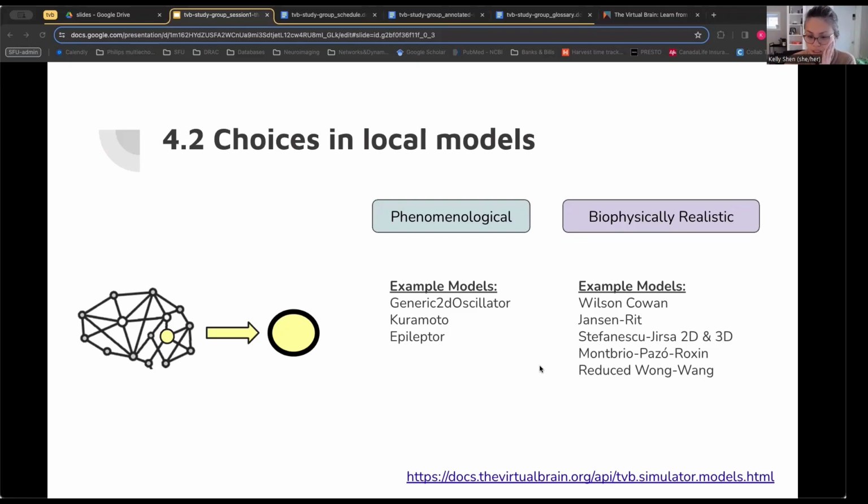There are two classes of models. One would be phenomenological. Let's say you are only after a phenomenon like oscillation, and maybe you don't need the kind of physiological realism that other models offer, right? Maybe you're after something very specific, like you want to know what happens if you were to apply an NMDA antagonist as an intervention for something. Then you would need a model that actually has the representation for those NMDA receptors, for example. Which model you choose really does depend on the question that you have.